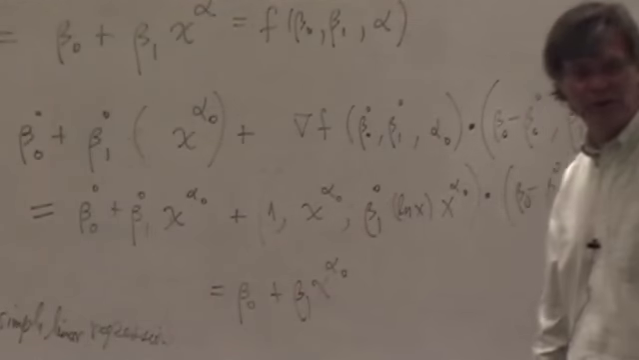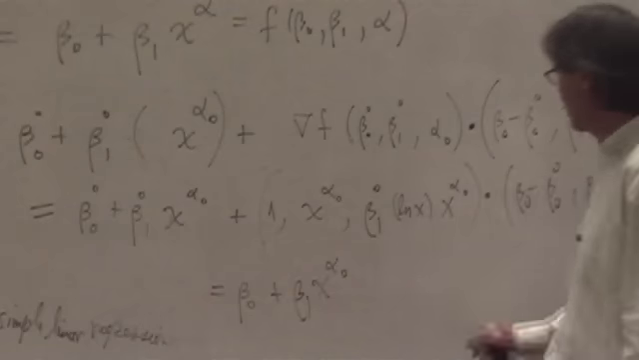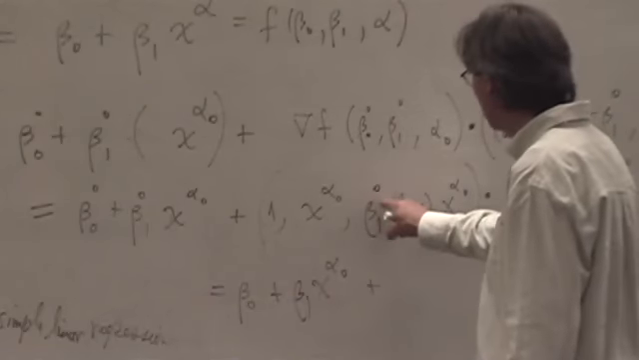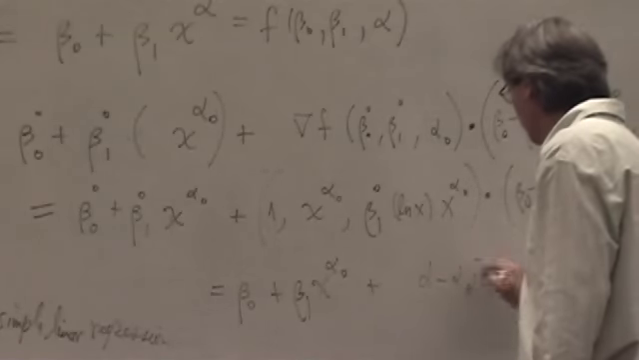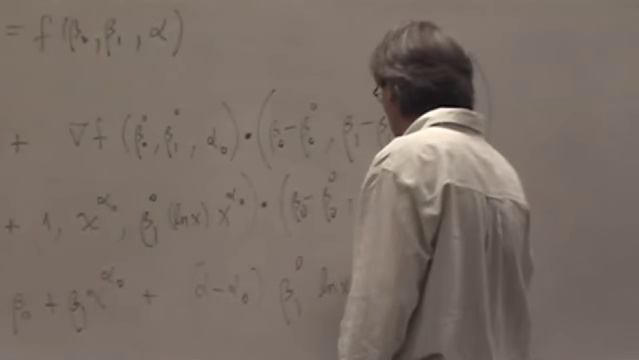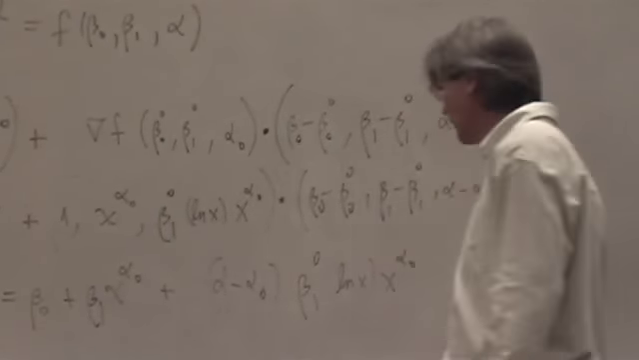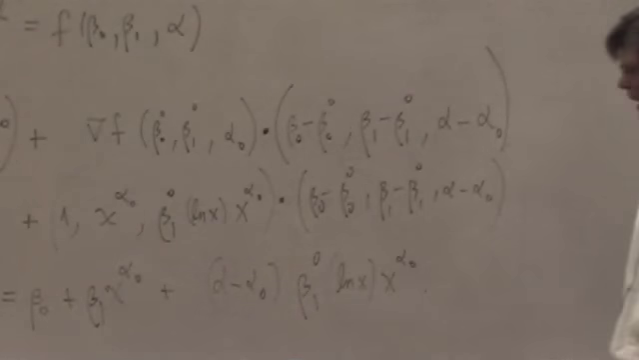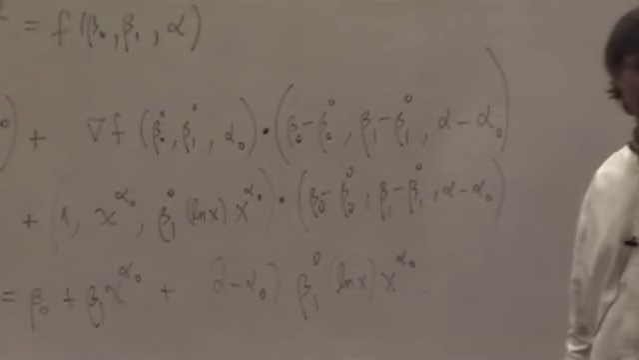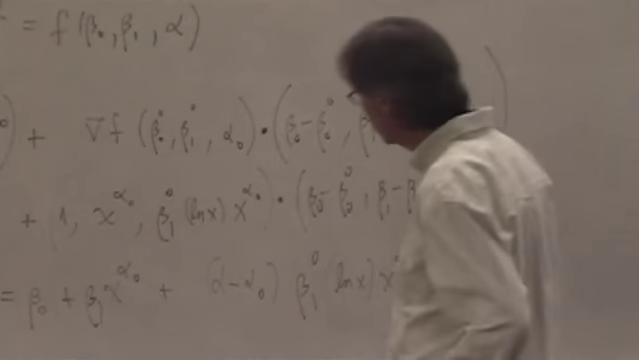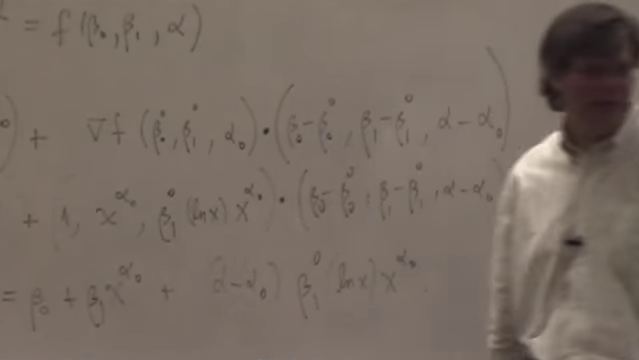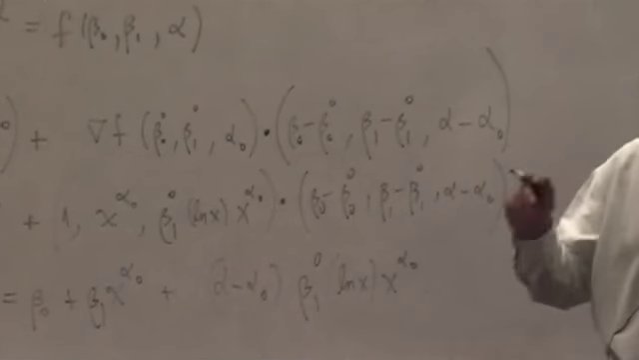All the beta naught super naughts have gone away, and then plus the last term, though, there is still a beta 1 super naught there: plus alpha minus alpha naught times beta 1 super naught log x, x to the alpha naught. Okay, so that's what your regression function looks like as a linear approximation. Now it's linear in the parameters.